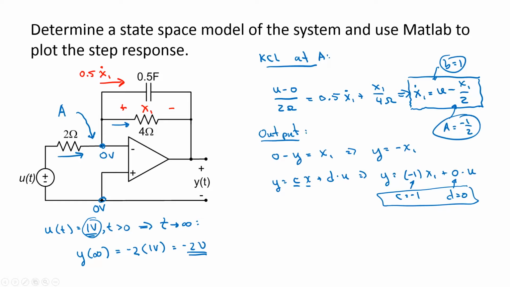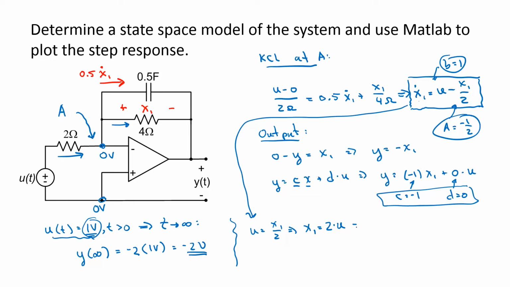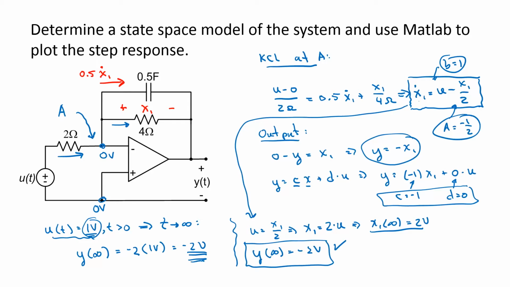2 volts. From the equation, if I look at this equation as t goes to infinity for a constant input, the derivatives go to 0, so u is equal to x1 over 2. So x1 is equal to 2 times u. If u is 1 volt, x1 of infinity is equal to 2 volts. y is equal to the negative of x1, so y of infinity is equal to negative 2 volts. The equations agree with what I'd expect, so it looks like I've got a legitimate state variable model.